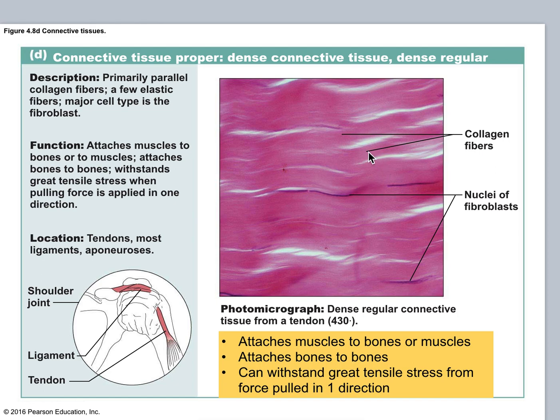You can see collagen fibers in the cells. You see the nucleus of the fibroblasts, which are the cells that produce the matrix of this connective tissue. This is the kind of tissue seen in specific examples like ligaments and tendons. A tendon connects a muscle to a bone, and a ligament connects bone to bone. So just so you know the difference between ligaments and tendons.